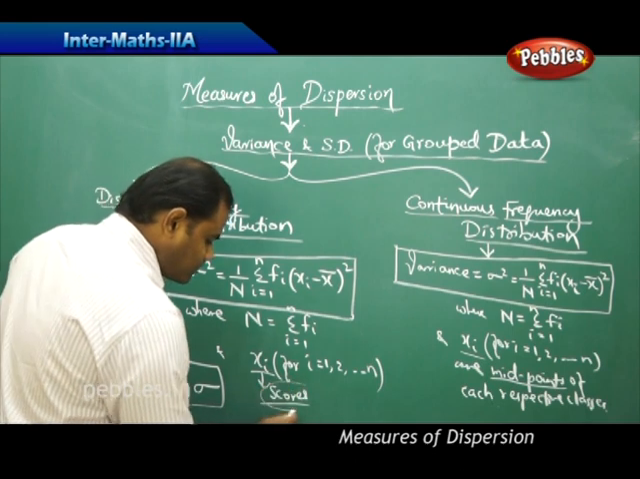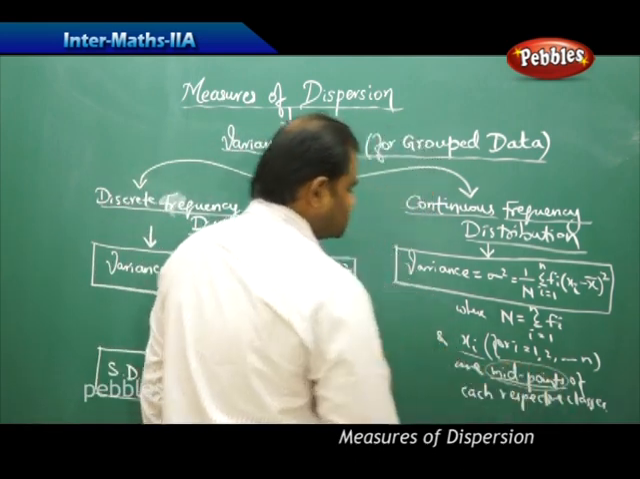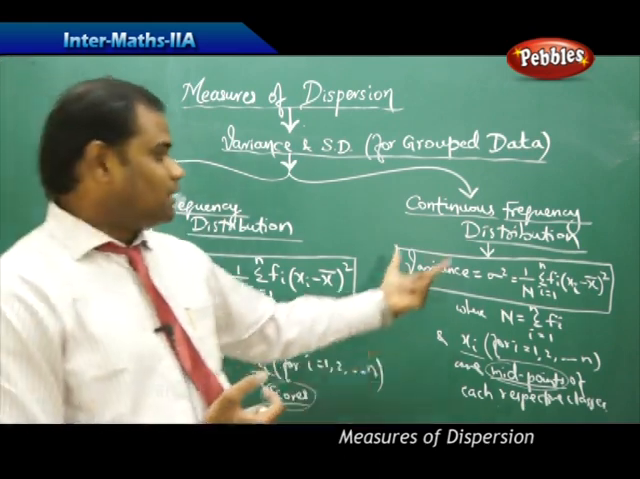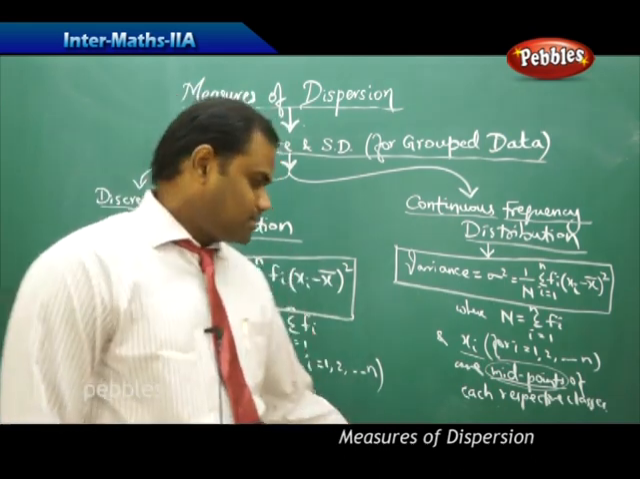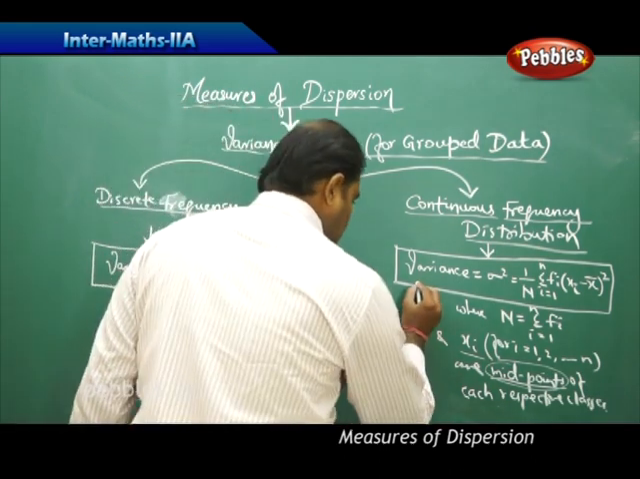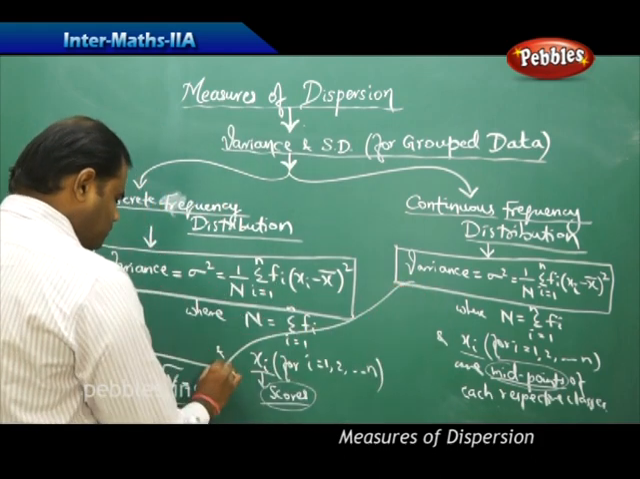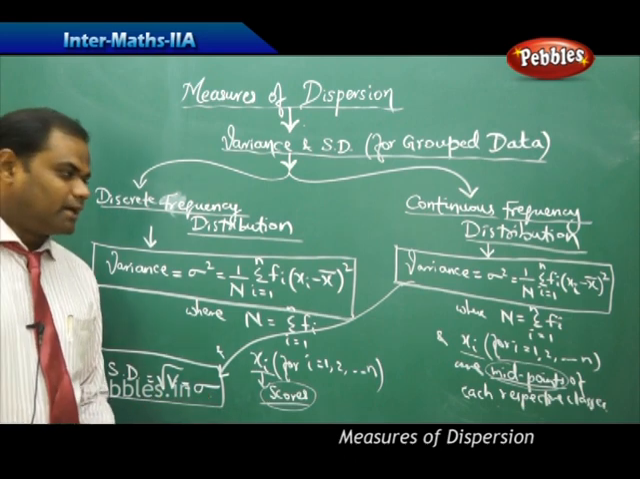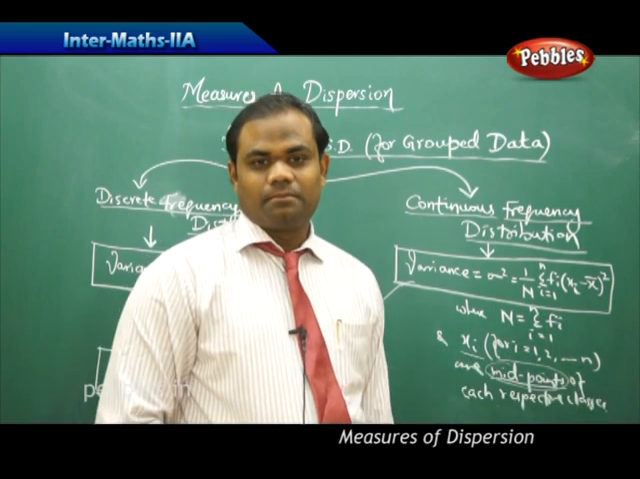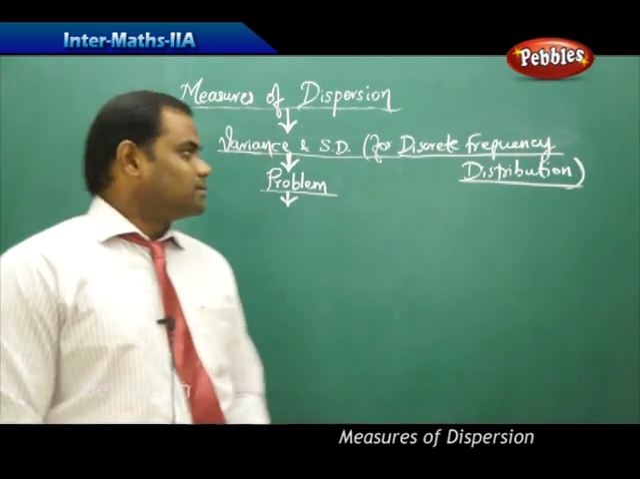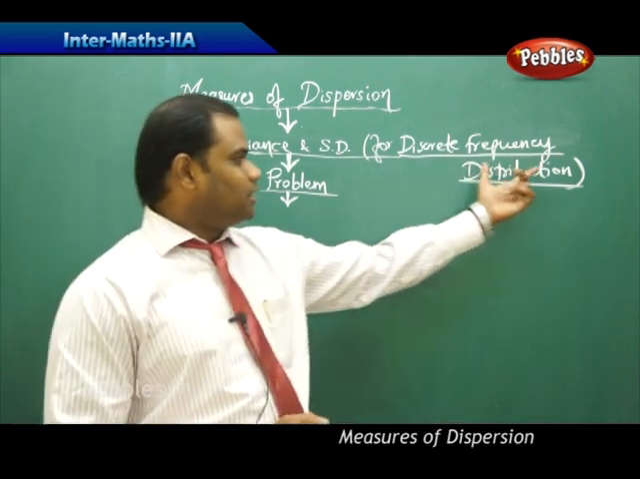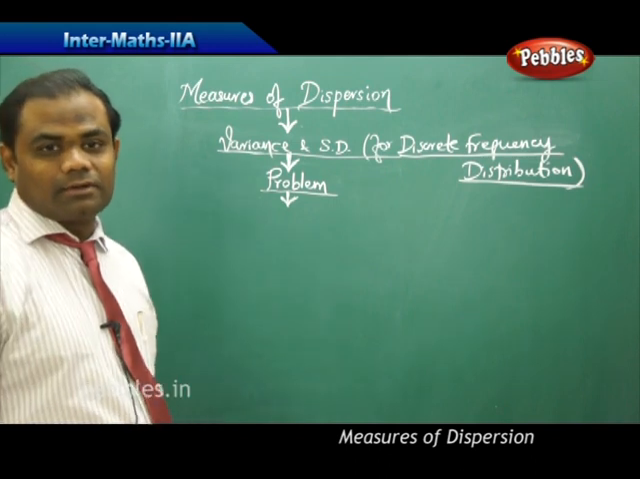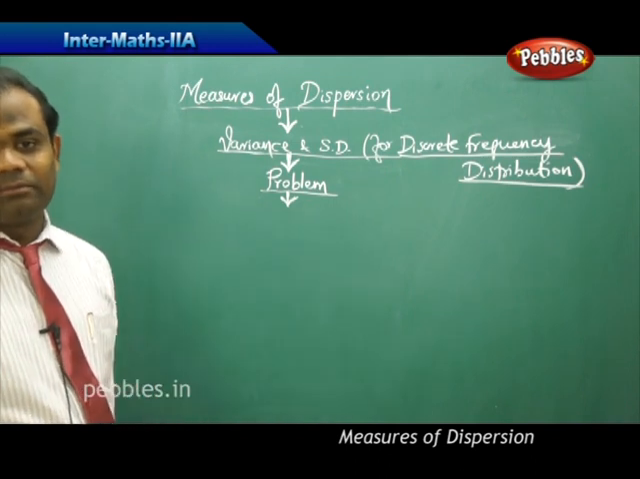This is what differentiates the procedure of finding the variance and standard deviation for a discrete frequency distribution and a continuous frequency distribution. The standard deviation is obtained from the variance with the same formula: standard deviation is the root of variance, that is sigma, which we get from the variance sigma square. Now let's find the variance and standard deviation for a discrete frequency distribution. Let's take an example problem and find it using the respective formula.